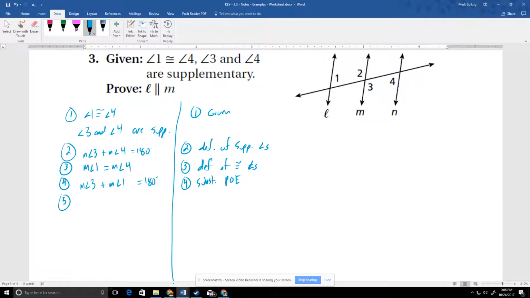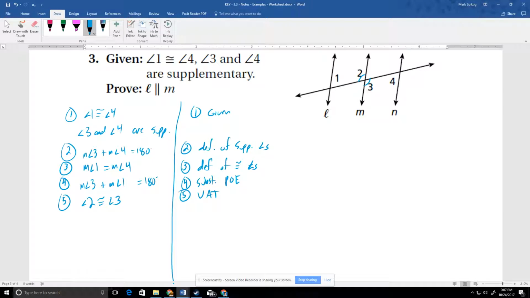And then I have to make this transition, because I want to get from angle 3 plus angle 1 equals 180 to angle 2 plus angle 1 equals 180. So angle 3 and angle 2, what do I know about them? I go back up to this diagram and see that angle 2 and angle 3 are vertical angles. So we know angle 2 is congruent to angle 3. And that's just because of our trusty vertical angle theorem, which says vertical angles are congruent.